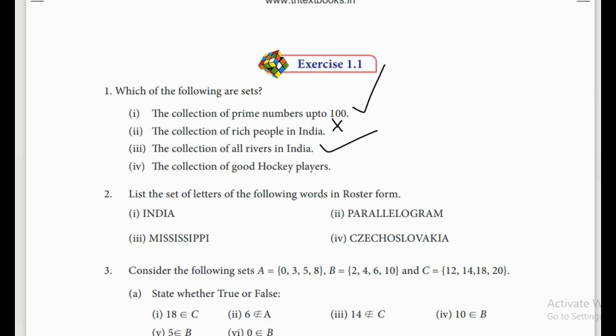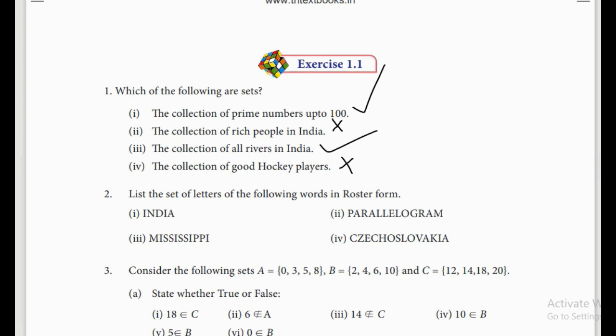The collection of good hockey players. What is this? Good hockey players. Can you say that good hockey players? Those who perform well, we can say that persons are good. The next match, they cannot perform well. So, we cannot say good player or not. So it is not a set because it's not well defined. Okay, so first one completed.